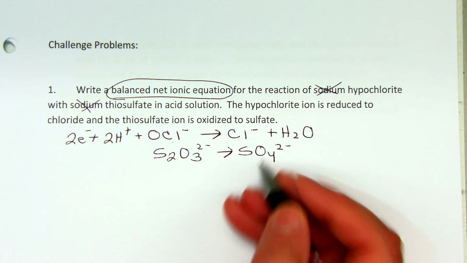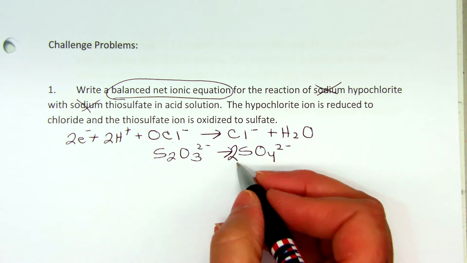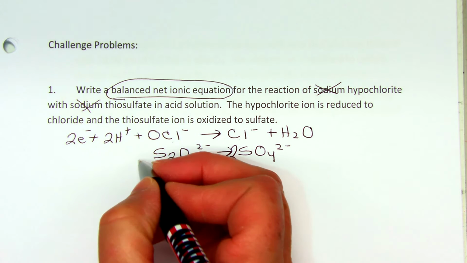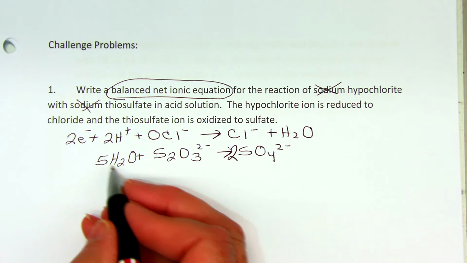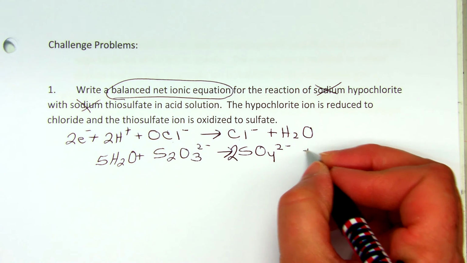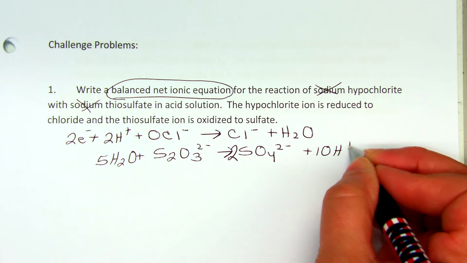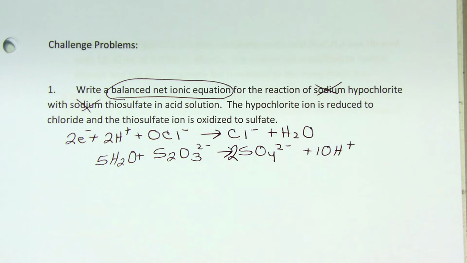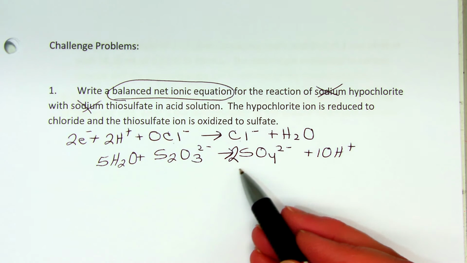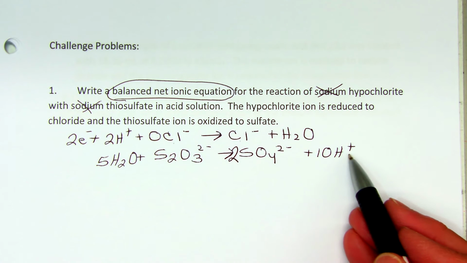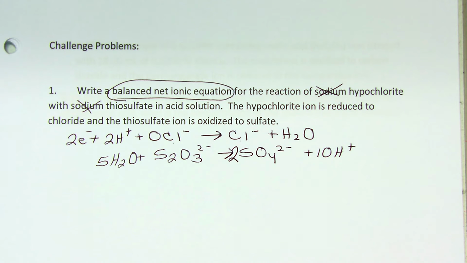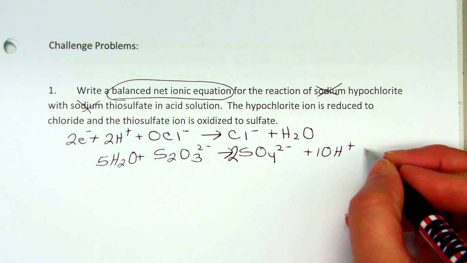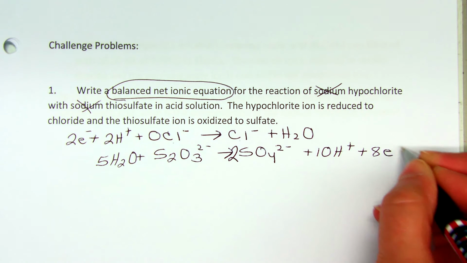2 sulfur, 1 sulfur. Add a 2. 8 oxygen, 3 oxygen. Add 5 waters. 10 hydrogen, no hydrogen. Add 10 hydrogen ions. Look at the charge. A -2 here. I have a -4 and a +10, so that gives me a +6. What's the difference between a +6 and a -2?